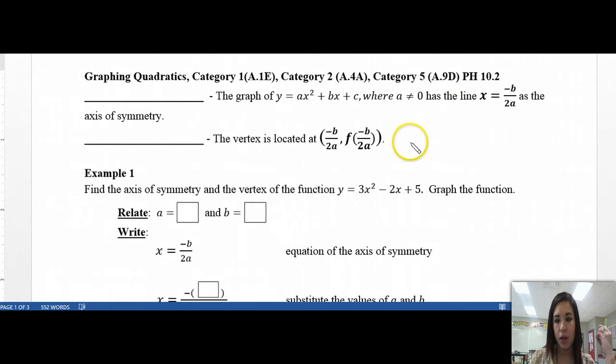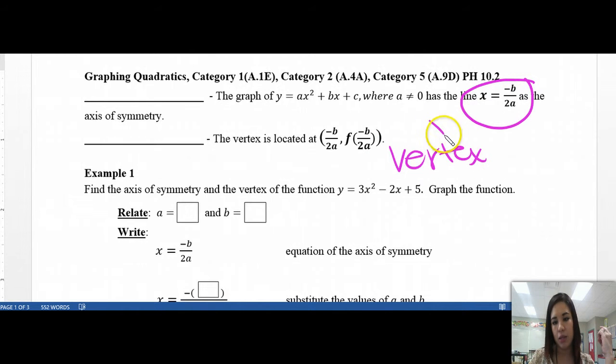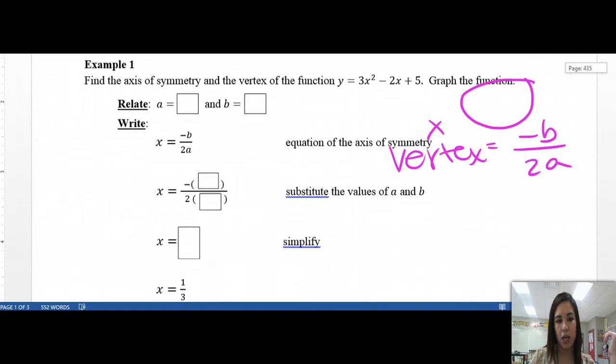There's a formula that we do need to know, which is this formula right here. This is called the Vertex Formula. To find the x value of the vertex, we're going to do negative b over 2a. That's the formula we need to remember and have written down. So let's go ahead and look at example 1.